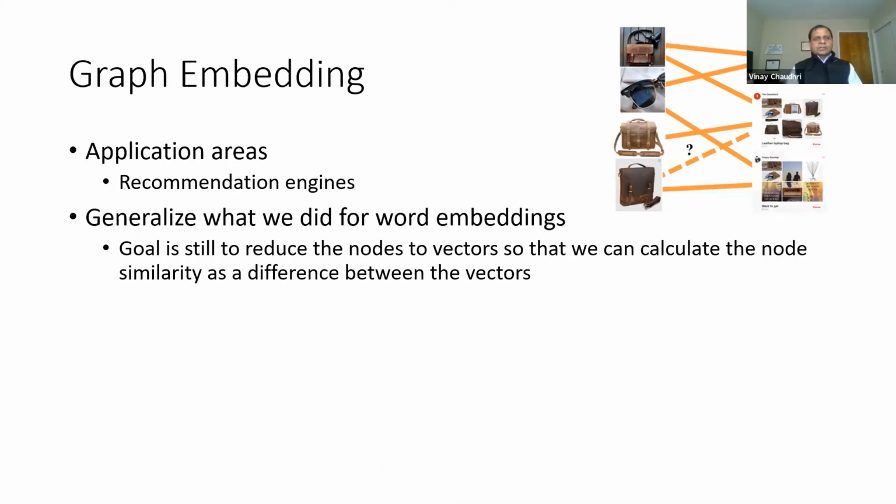Next, let's now turn our attention to graph embeddings. A popular application area for graph embeddings is recommendation. So if you're on an e-commerce site, these companies are very interested in recommending to their customer what other things they should buy, right? And they have a lot of historical data on what similar customers have bought in the past. And this data exists in graph form.